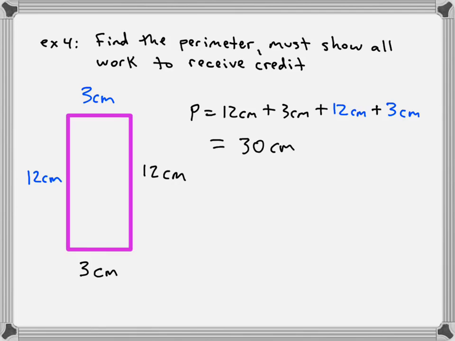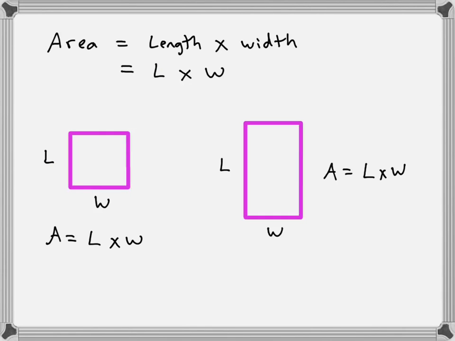Let's move on to finding area. Area is length times width. So in this diagram, we have both a square and a rectangle. The formula remains the same. We are going to take the length times the width. So let's look at some examples of that.